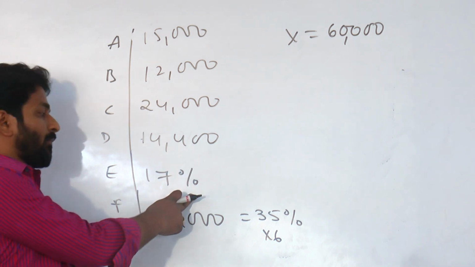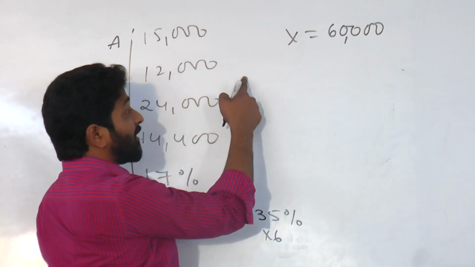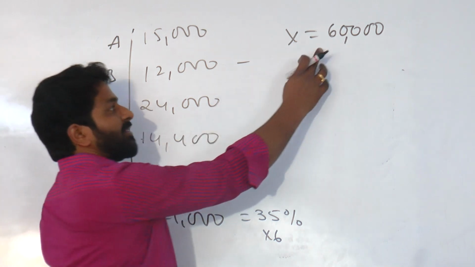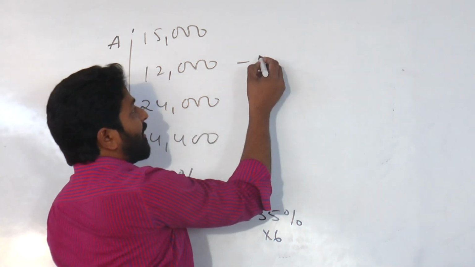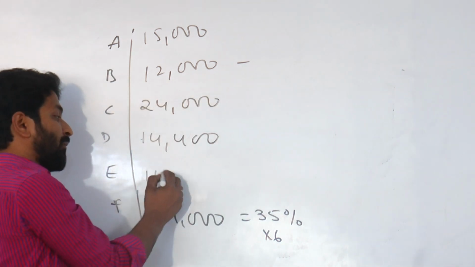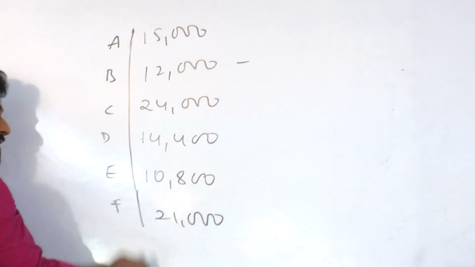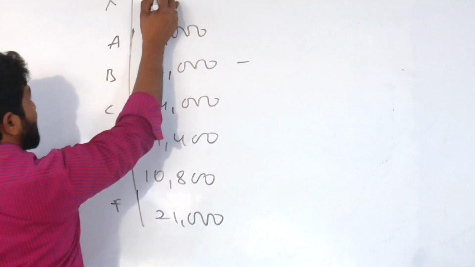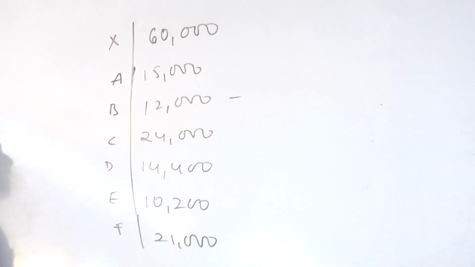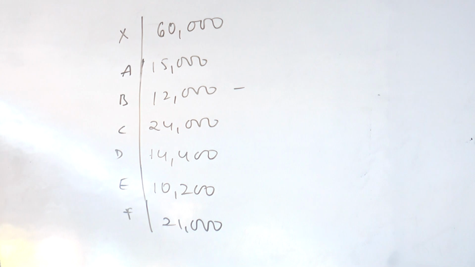17%. 10% is... 20% is 12,000, and from this if you subtract 3% you will get 17%. 1% is 600, 3% is 1800. So if you subtract 1800 from 12,000 you will get 10,800. And these are all villages population, and city X population is 60,000. City X population is 60,000 and villages population are given below.